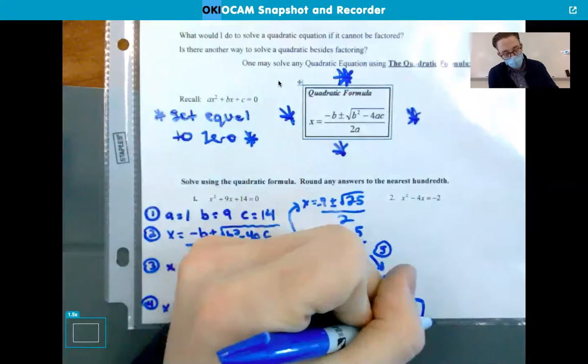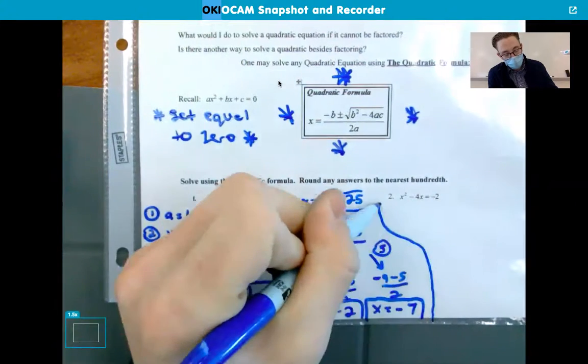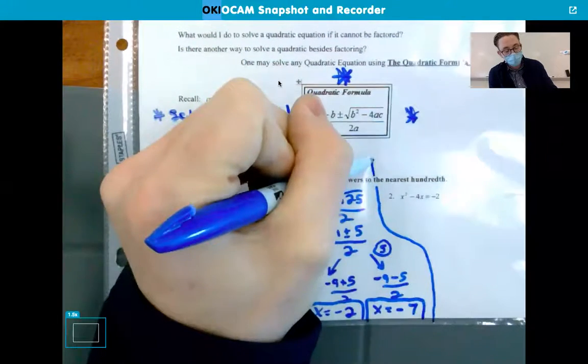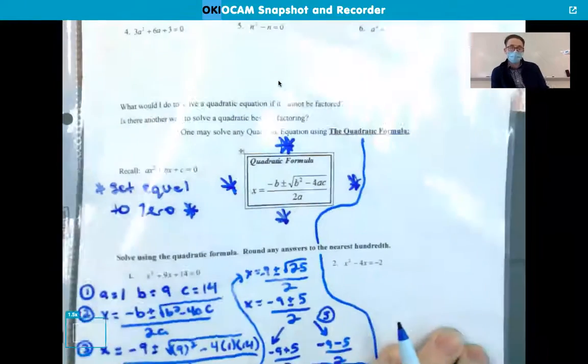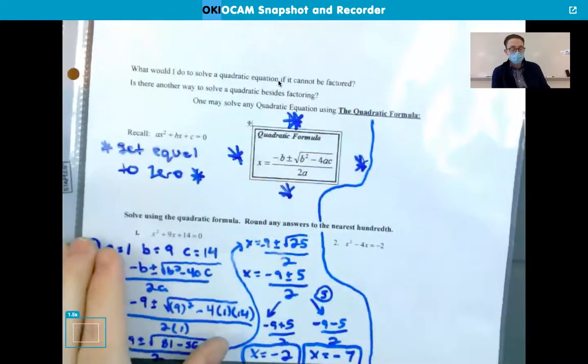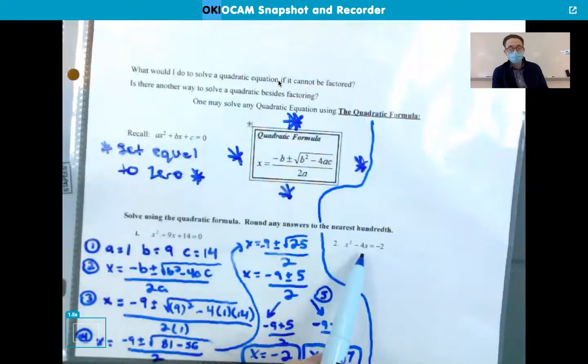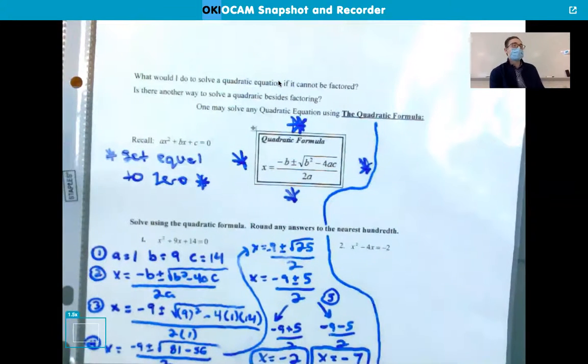All right. We're going to do example 2. And this time we could be a little bit more collaborative here. I'm just going to give myself some space. Example 2. I have x squared minus 4x equals negative 2. What's the first thing that I need to do here?